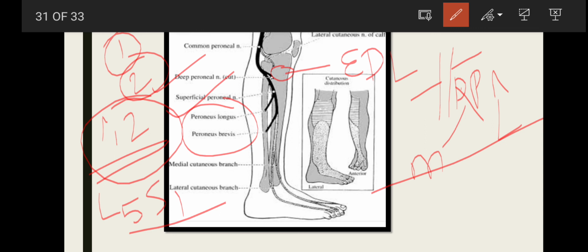This nerve mainly starts on the lateral side, at the neck of the fibula. Then it goes downwards and becomes cutaneous, supplying the distal half. Another important thing to note here is a clinical condition which we will discuss, that is foot drop.